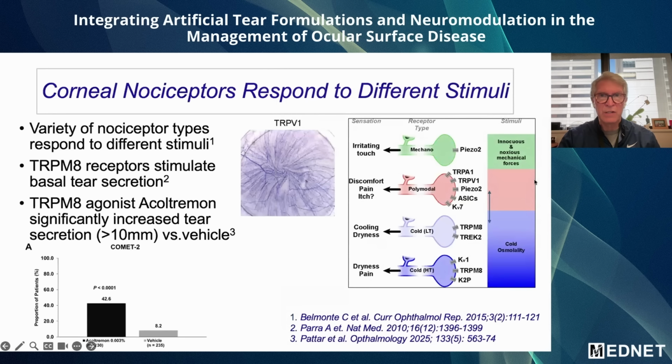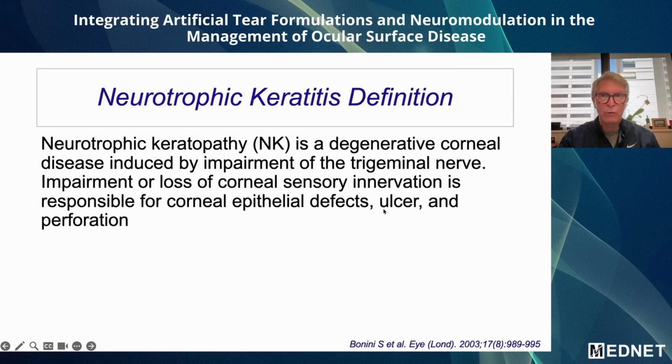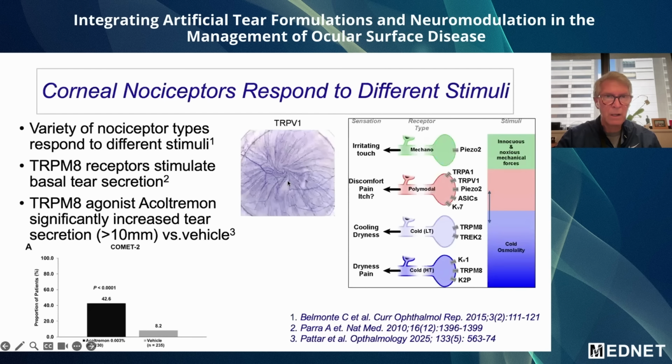Other nociceptors include the mechanoreceptors, which have piezo2 receptors, polymodal receptors, which have primarily TRPV1 receptors, and then there's high and low threshold cold receptors that have TRPM8 receptors.